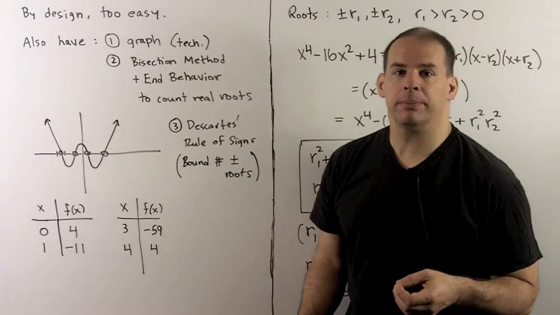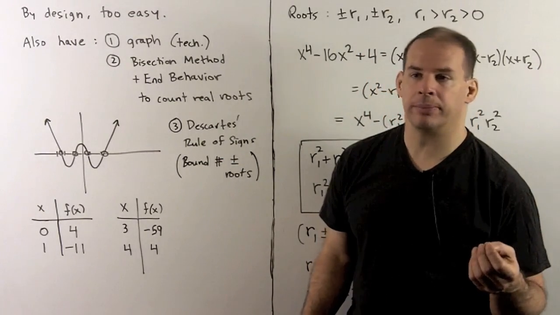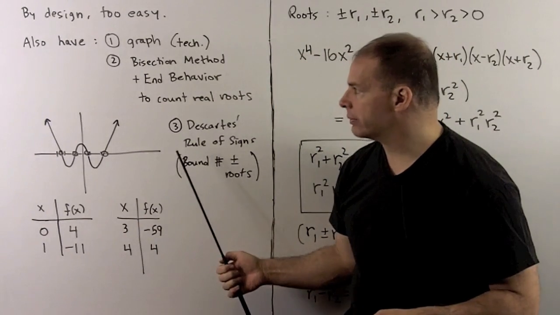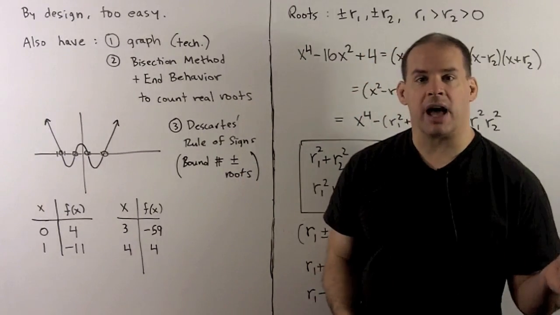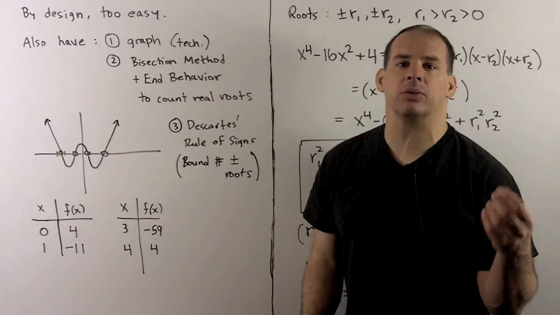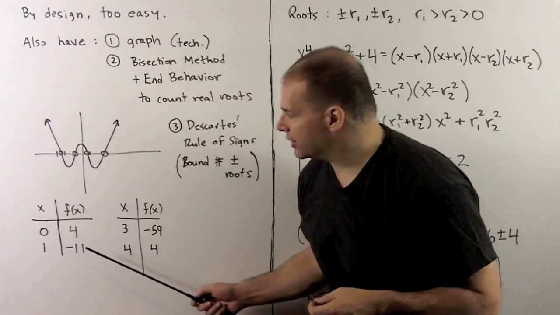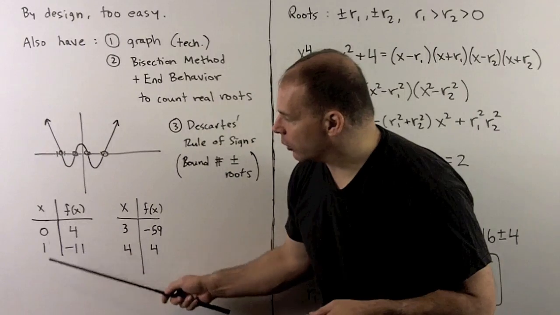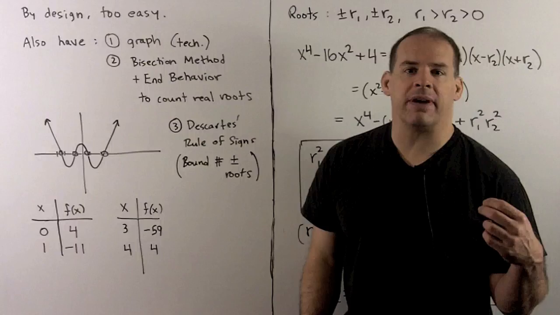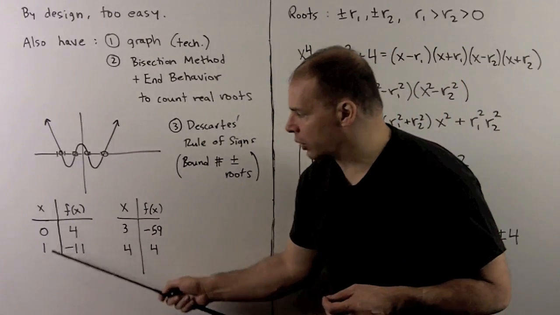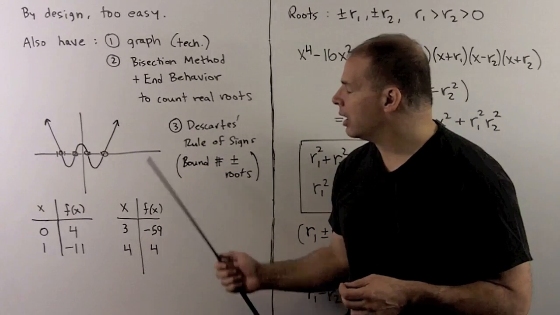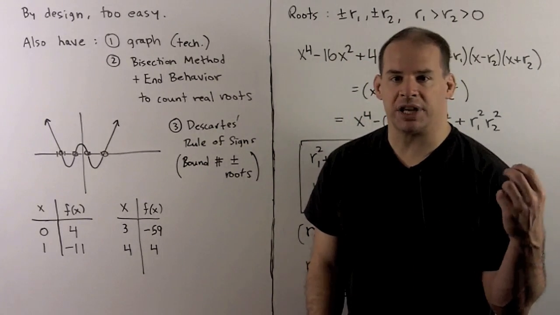We can just graph the function, so that brings in calculus and technology. In our case, our picture looks like this. We see that we have 4 real roots. If we didn't have technology, we can use the end behavior of the polynomial and the bisection method to try to isolate the roots into regions. So for instance, if we took our polynomial, evaluated at 0 and 1, we get 4 and minus 11. So there's a sign change. We know by the intermediate value theorem that we have to have a root between 0 and 1. Likewise for 3 and 4. Then we also have Descartes' rule of signs.